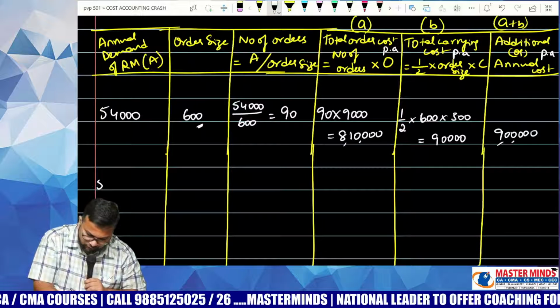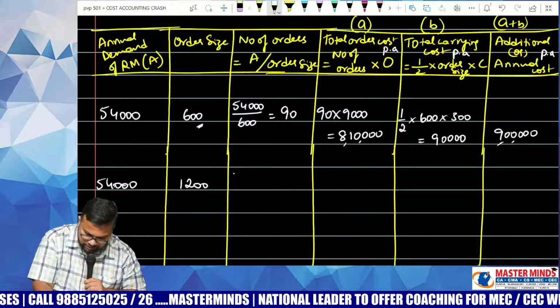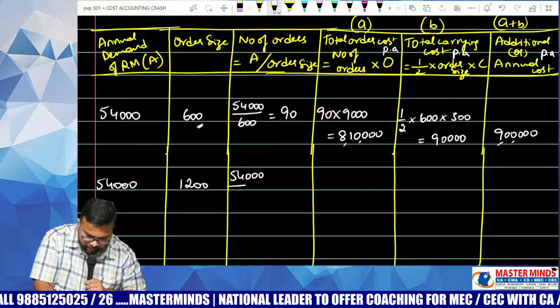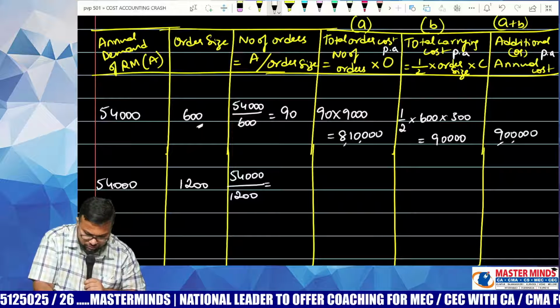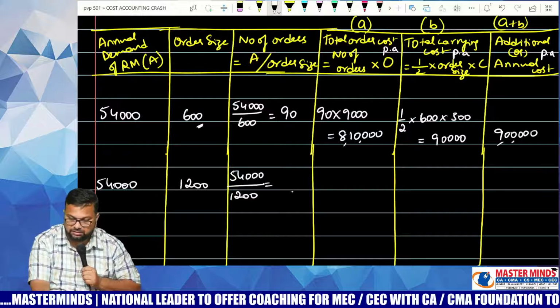So 54,000. 1200 is the order size. So 54,000 divided by 1200. How much is it?